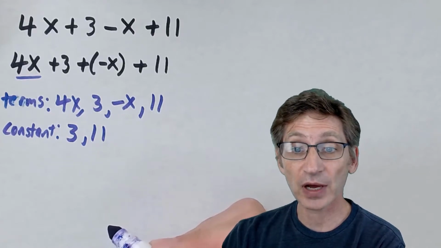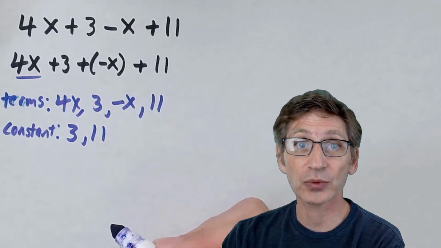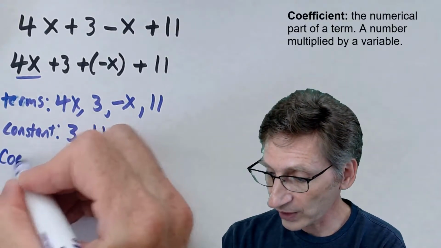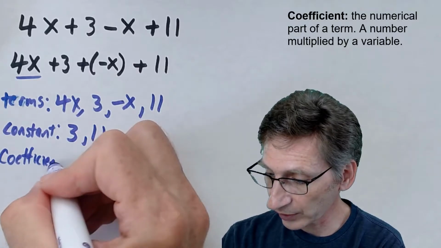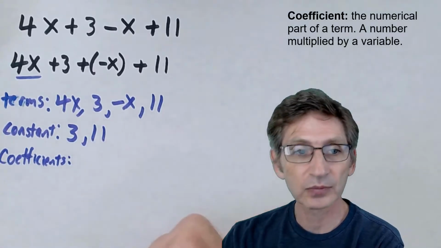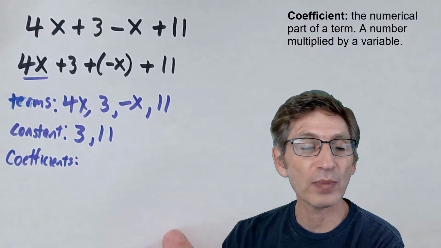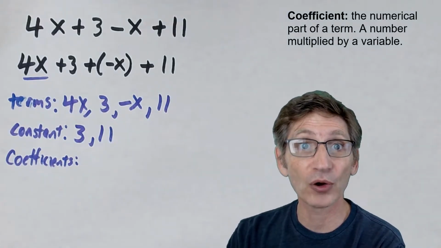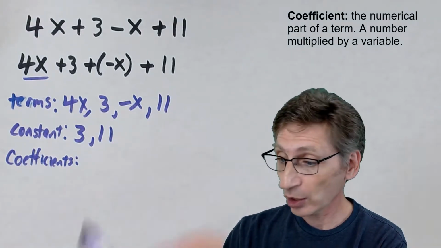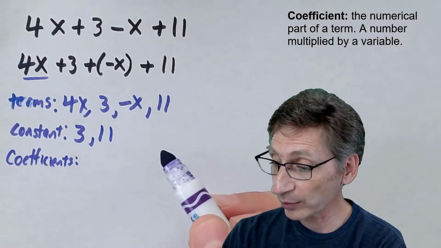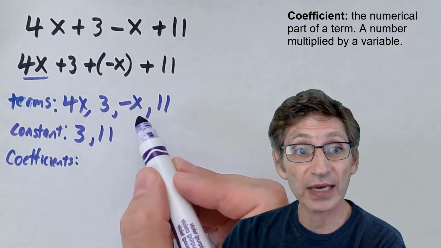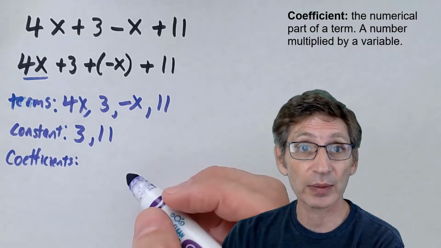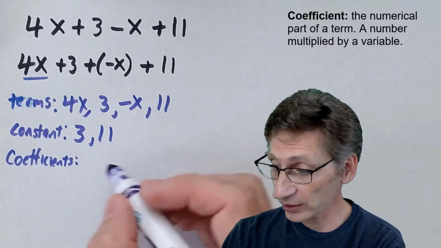Next, let's identify the coefficients. Identifying the coefficients will be important when we simplify this by combining like terms. So the coefficients, that's a fun word. Coefficients are the numerical part of a term with a variable. It is the number that's being multiplied by the variable. We have two terms with a variable in them. We have 4x and we have negative x. The numerical part of 4x, the number being multiplied by x, is 4. So 4 is the coefficient.